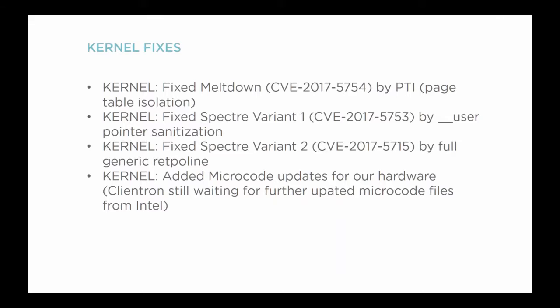Because we support such a lot of use cases and software, we have to do a lot of fixes. But the most important fixes were, of course, Meltdown and the 2 Spectre variants, which we have now. And they're fixed in the Linux kernel, and we also have received microcode from the processor vendors for our hardware. And we're still waiting for some more updated microcode files for third-party vendors' hardware.